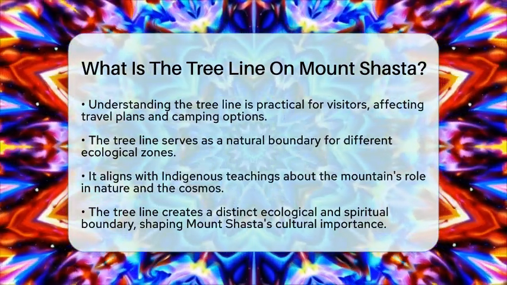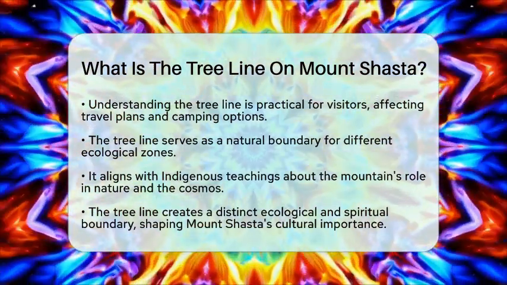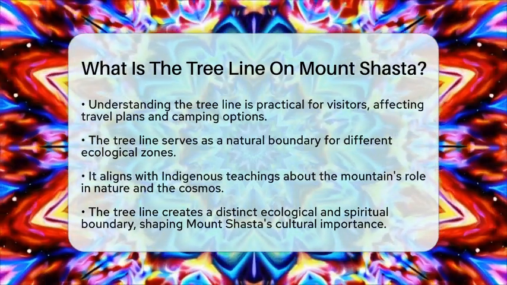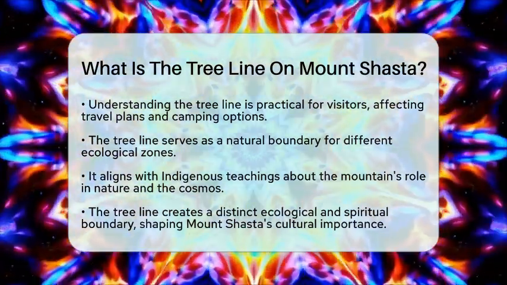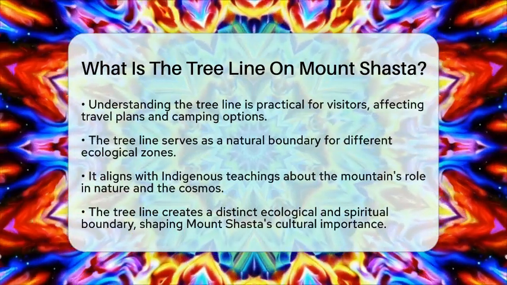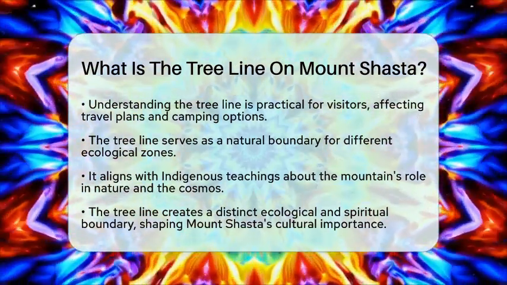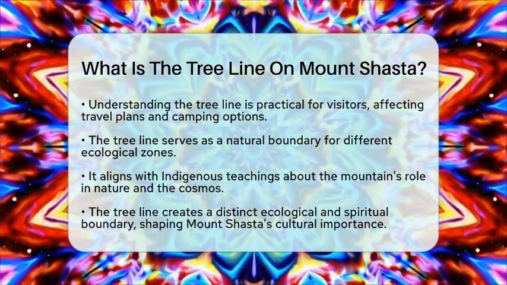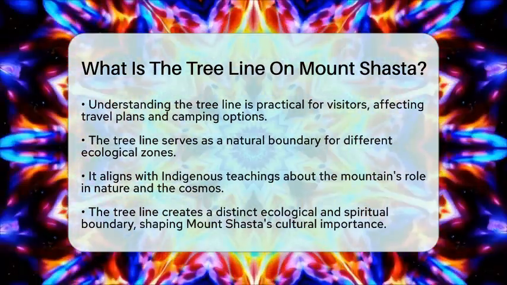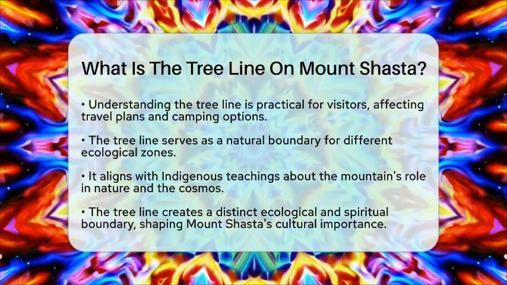In essence, the tree line on Mount Shasta, resting around 1,500 to 9,000 feet, creates a distinct ecological and spiritual boundary. This boundary shapes both the physical landscape and the cultural importance of Mount Shasta as a revered site for pilgrimage and spiritual reflection.